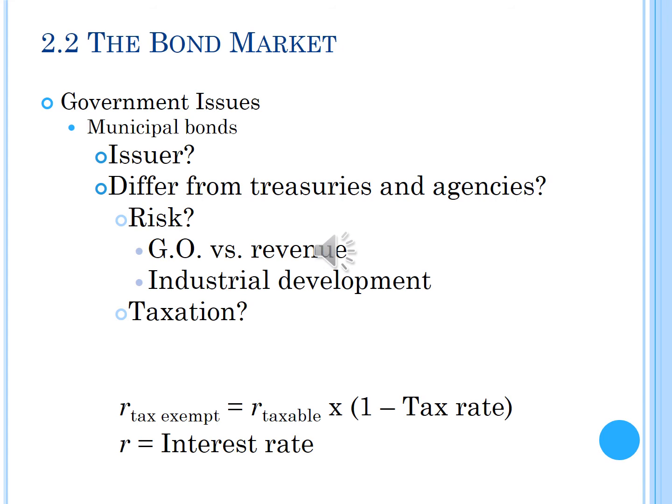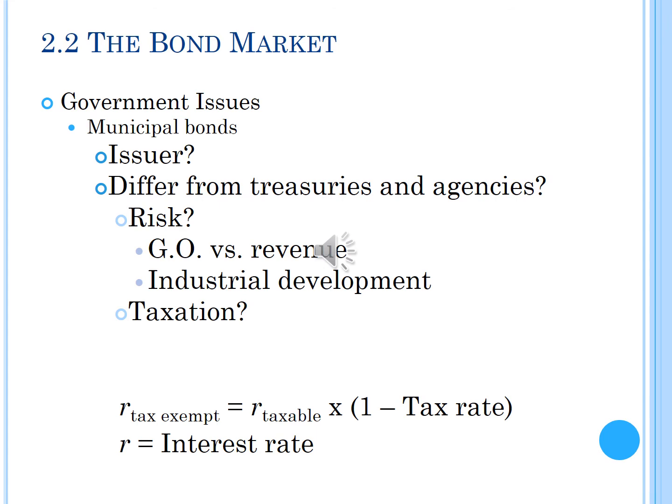The general obligation bonds are backed by the full faith and credit, i.e., the taxing power of the issuer, while revenue bonds are issued to finance particular projects and are backed either by the revenues from that specific project or by the municipal agency operating the project. Typical issuers of revenue bonds are airports, hospitals, and turnpike or port authorities. Revenue bonds are riskier in terms of default than general obligation bonds.